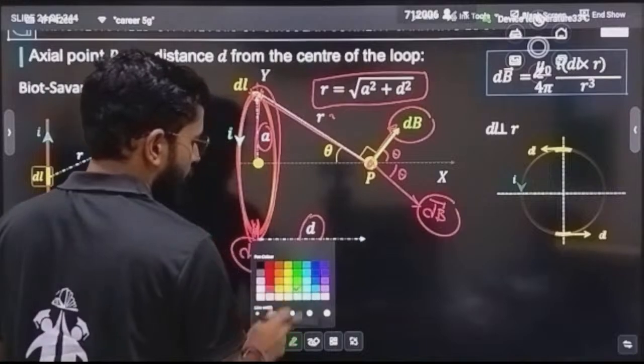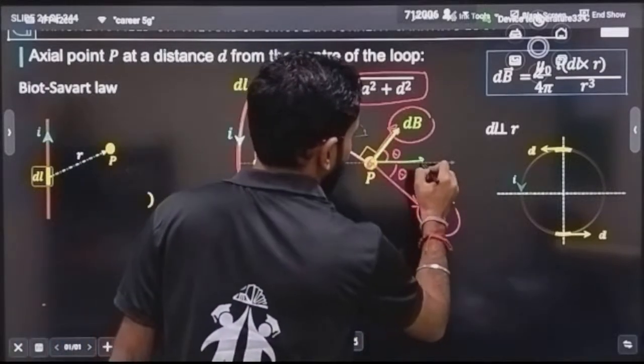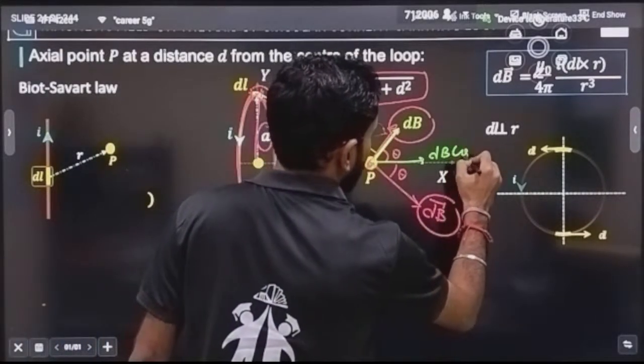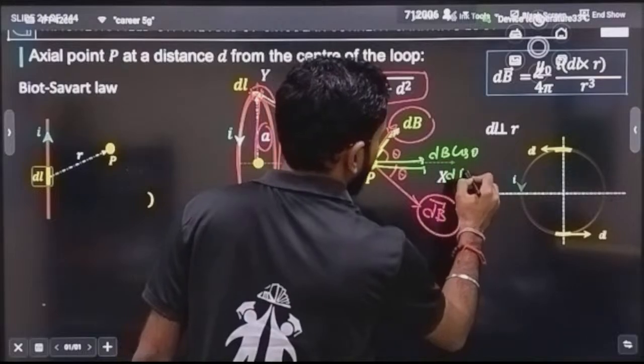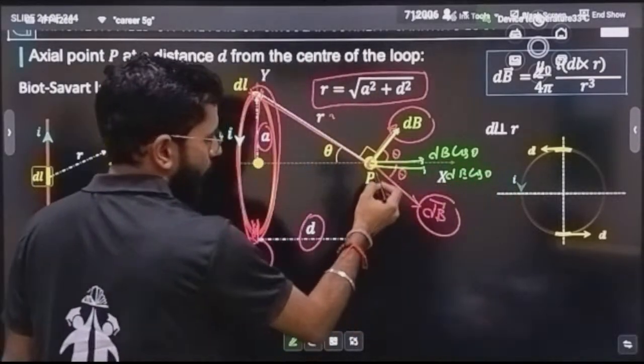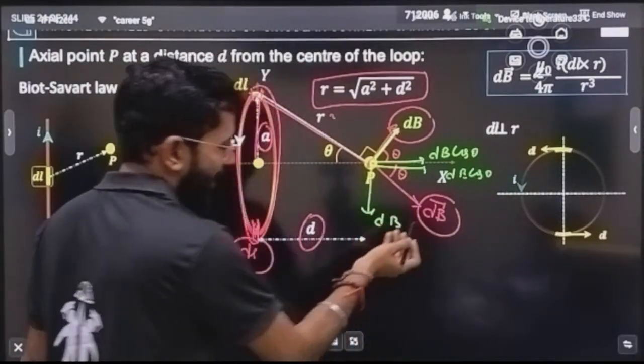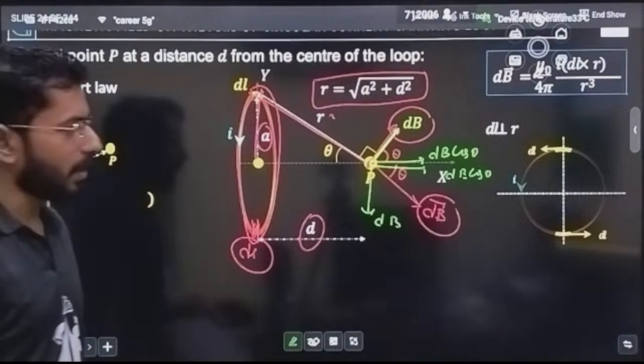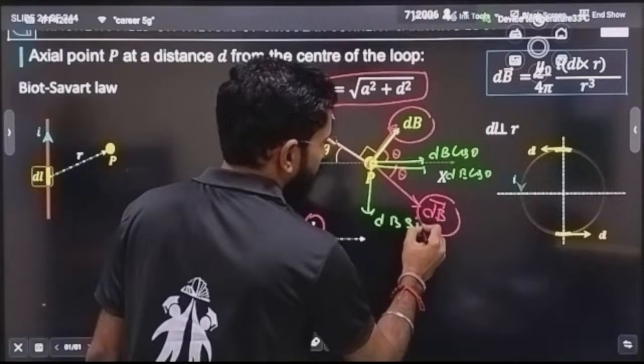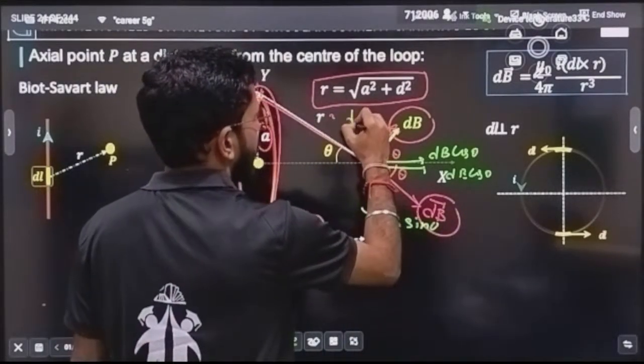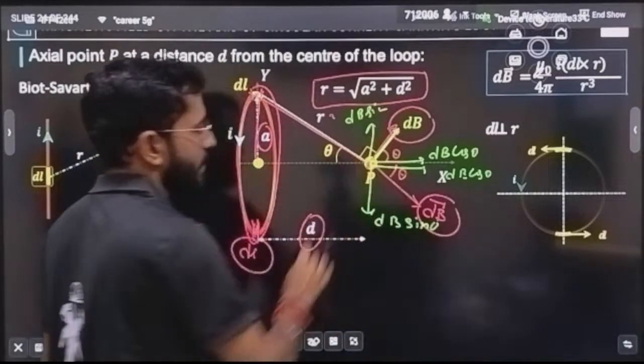Now if I ask you, tell me what is the net direction. Here it will again have two components. Make the two components. This will be what? dB cos theta. Here it will be what? dB cos theta. Now what are the perpendicular components? The magnitudes will be the same. It is very obvious because it is completely symmetric. This will be dB sin theta. Here it will be what? dB sin theta. Is it clear?